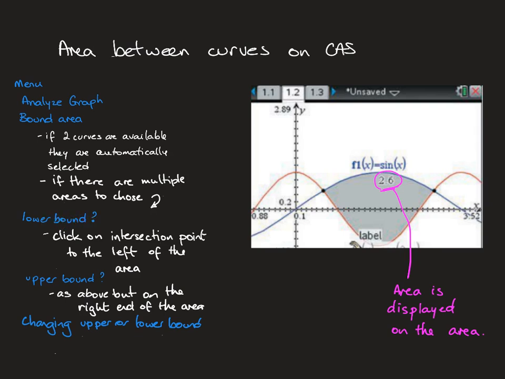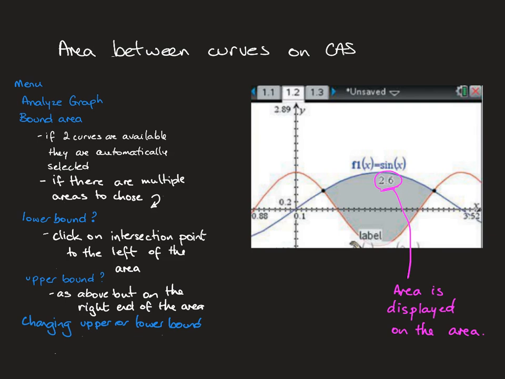And to do that, you just bring your mouse over and click on the intersection point and select it, and then just move across to the other terminal point and click, and the area of the shaded region will appear on your screen inside the grey area there.